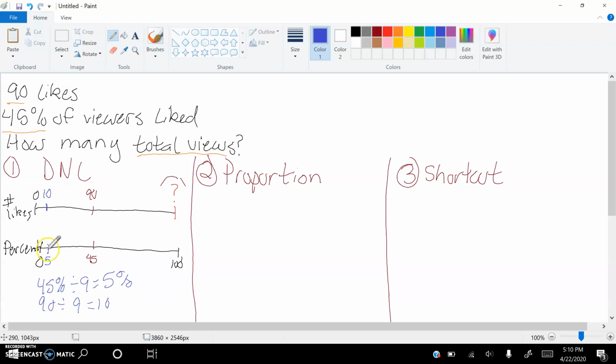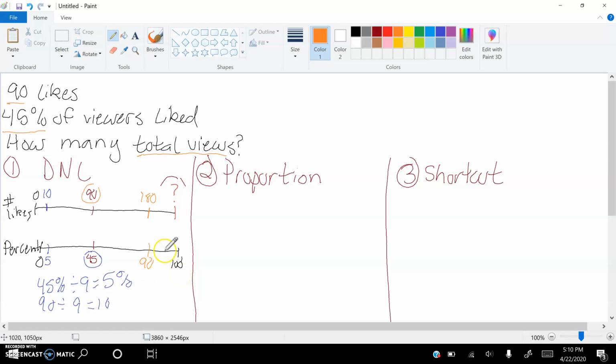Instead of doing every percent from 5 up to 100, I know that if I double 45%, that's 90%. So if I multiply this by 2, I'm going to get up to 90%. So then I have to multiply 90 likes by 2. That would be 180. So now I'm almost to 100%.